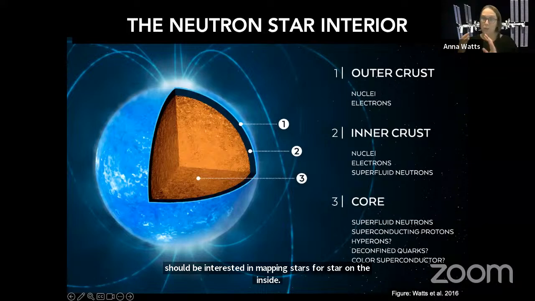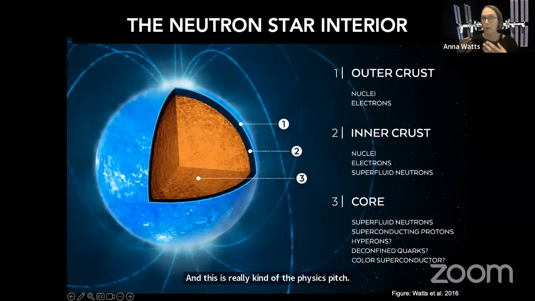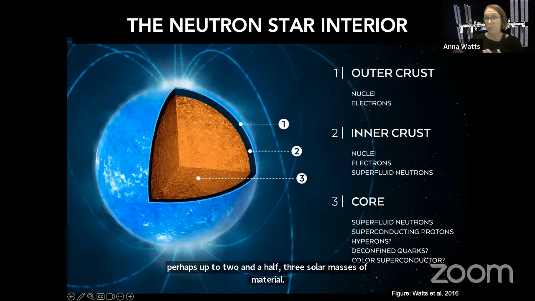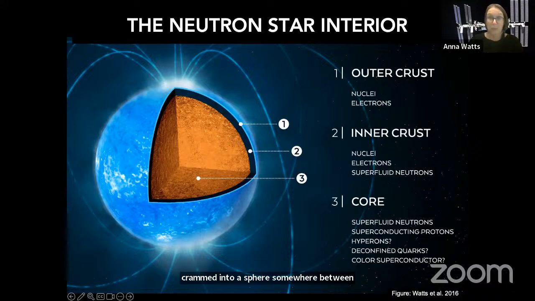So neutron stars are the compact remnants that result after the supernova at the end of the life of massive stars that are not quite massive enough to collapse to form a black hole. But essentially you get a mid-range where you will form instead a neutron star as the compact remnant. Neutron stars are incredibly dense. You have maybe one, perhaps up to 2.5, 3 solar masses of material crammed into a sphere somewhere between maybe 18 up to about 30 kilometers across in diameter. And that means we have material of supranuclear densities.